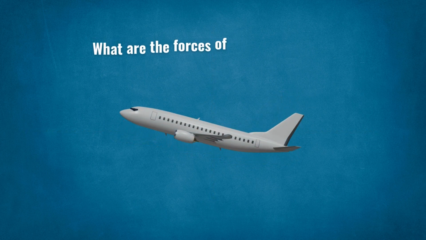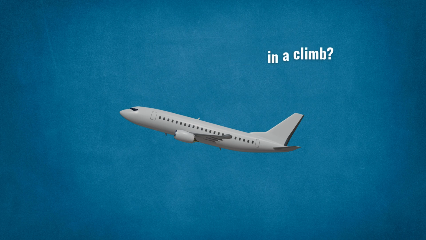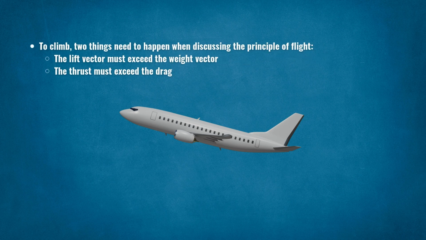What are the forces of flight in a climb? To climb, two things need to happen when discussing the principle of flight. The lift vector must exceed the weight vector. The thrust must exceed the drag. Remember what we said about the direction of the lift vector and where it is oriented? It is at 90 degrees to the relative airflow.